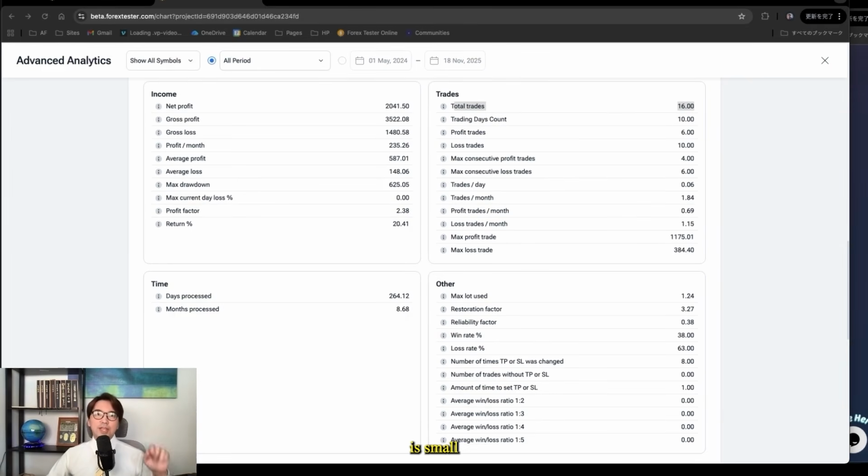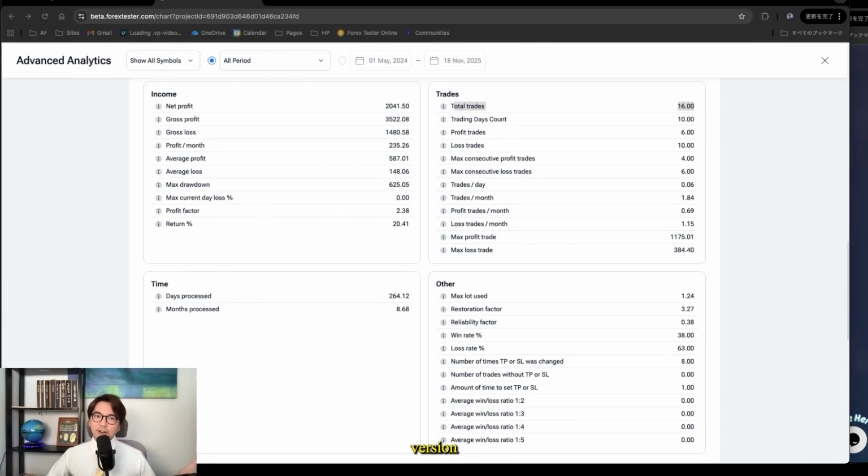And number 2 is small refinements create big improvements. The strategy was not built from zero. I kept the same Ichimoku logic. I just refined timing, filtering, trend validation, and ATR-based stop logic. And suddenly, the whole system became more stable. And this is kaizen.